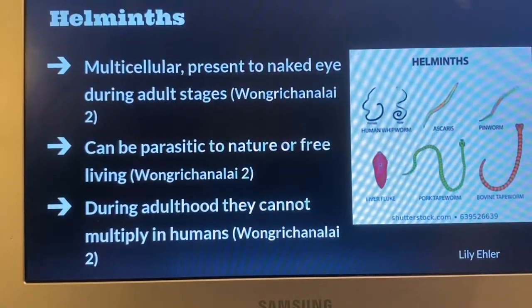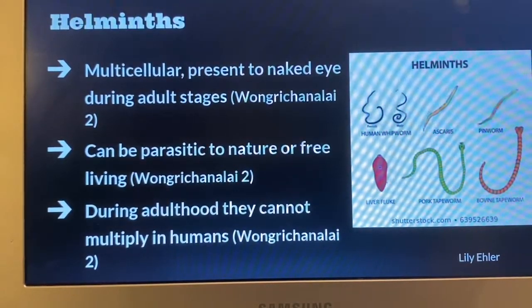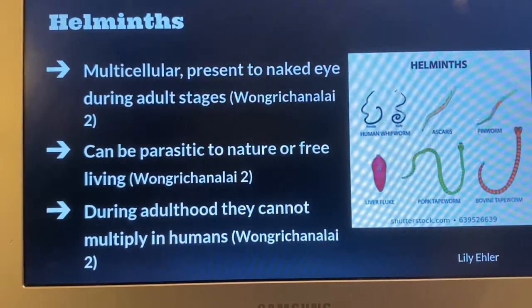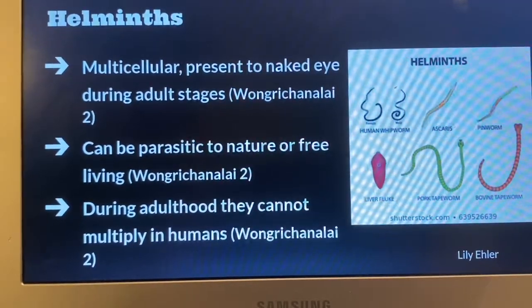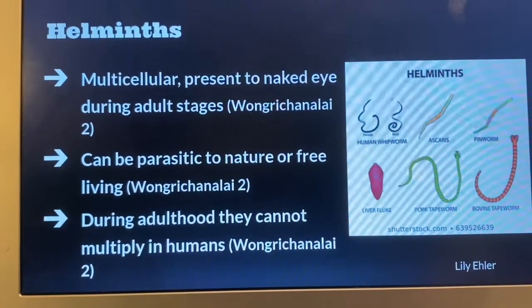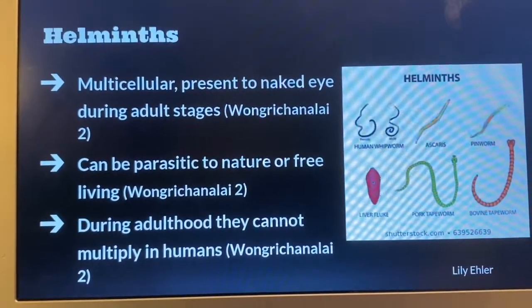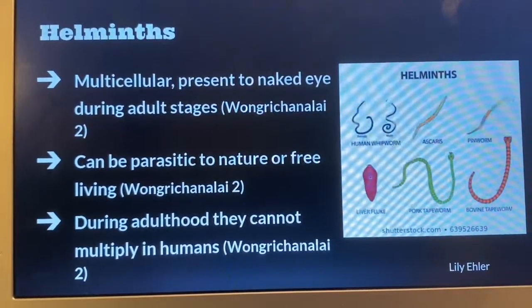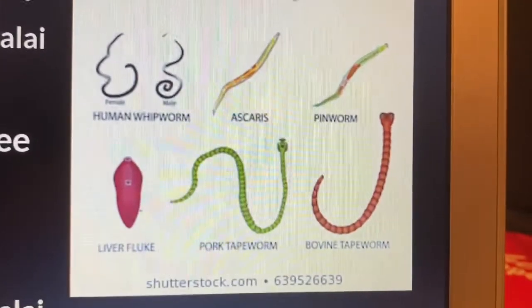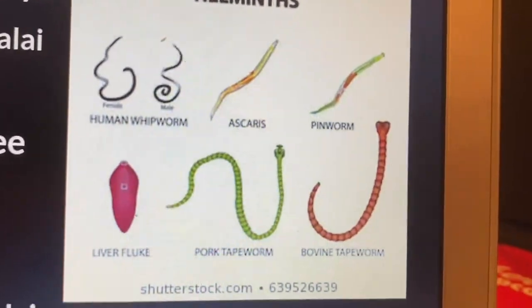The second type of parasites are helminths, and they are multicellular like protozoa, but they are present to the naked eye during adult stages, so they're not microscopic, and they can be parasitic to nature or free-living. And during their adulthood, they cannot multiply in humans. And these are some examples of helminths, and they look more like worms.